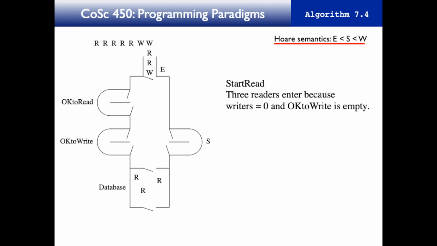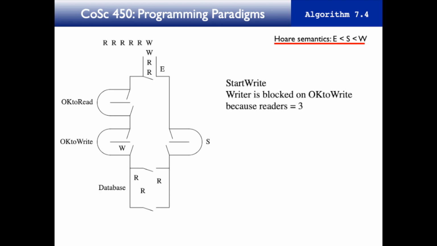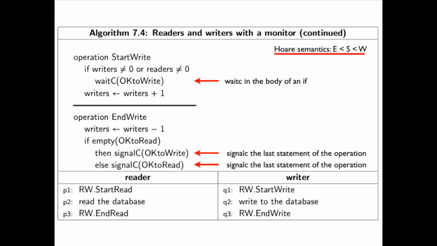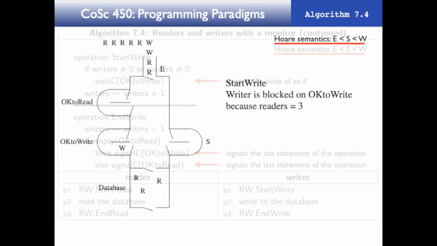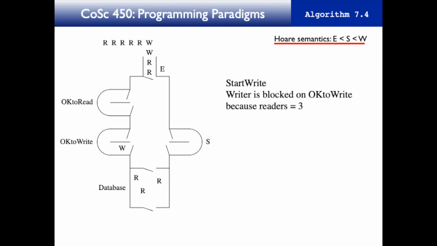The next thing that happens is the writer tries to get in, but what happens is the writer is blocked on OK to write because readers equals 3. And so to double check the code for this, on the start write, if writers is not equal to 0, okay, but that's false. But if readers is not equal to 0, that's true because readers is 3. So therefore, start write executes wait C, OK to write, and the writer is blocked. And so there he is in the OK to write queue, on the condition variable OK to write.